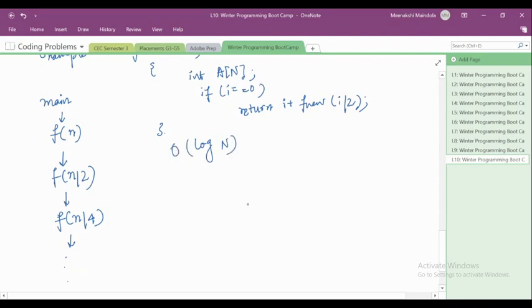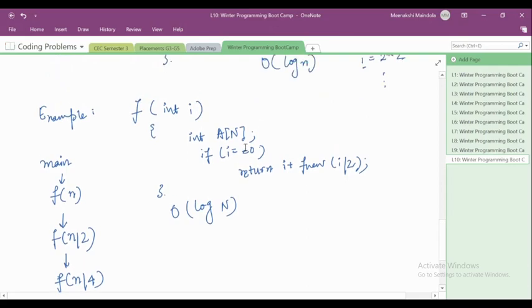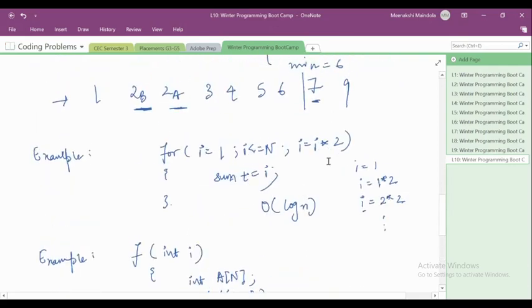Now for all those who are unable to understand how this is happening, you can take up a value of n for this first example here, and see how many times it is going to run.